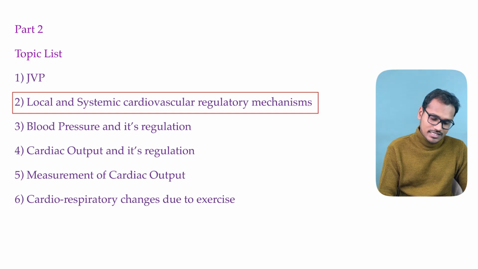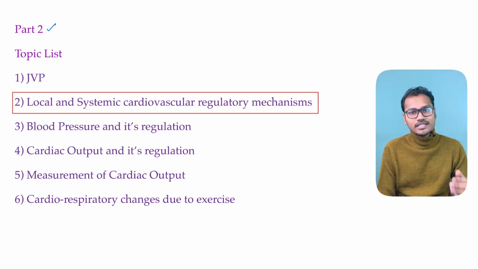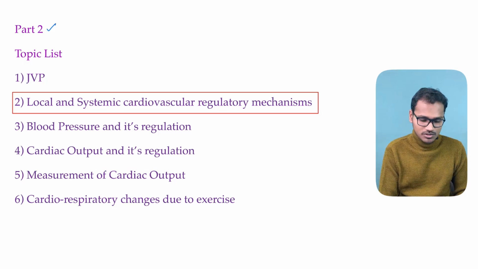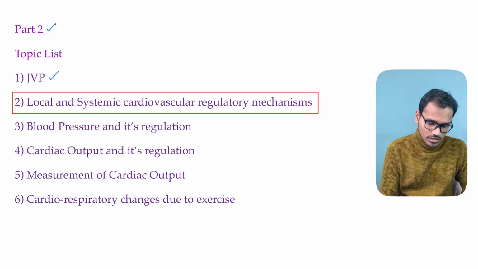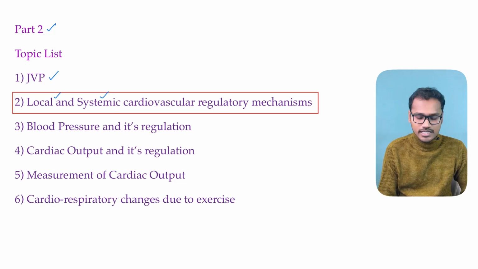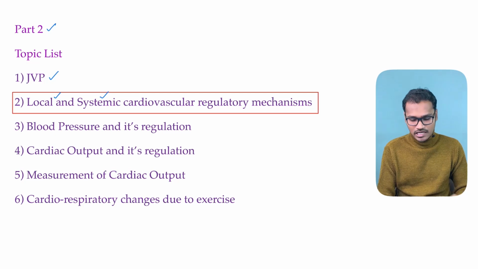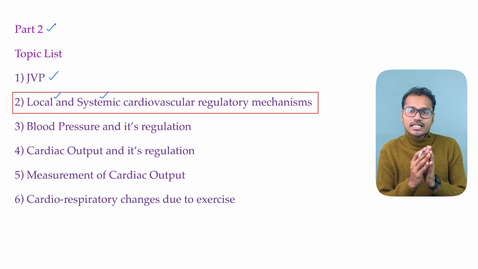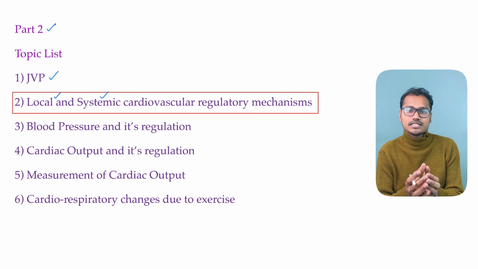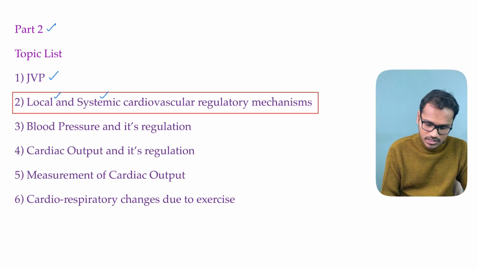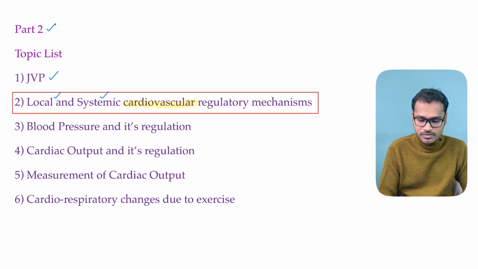So we are discussing part 2 of the cardiovascular system. In the previous video we discussed the jugular venous pulse. In this video we are going to discuss the local and systemic cardiovascular regulatory mechanisms. Of course, blood pressure regulation and cardiac output regulation we will study separately, but this video will give you an overview of the effects at various places, like the local control and systemic control, with respect to the cardiovascular system and how it is being regulated.